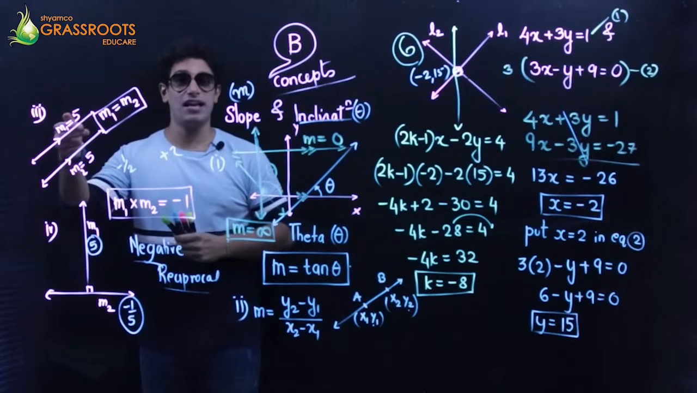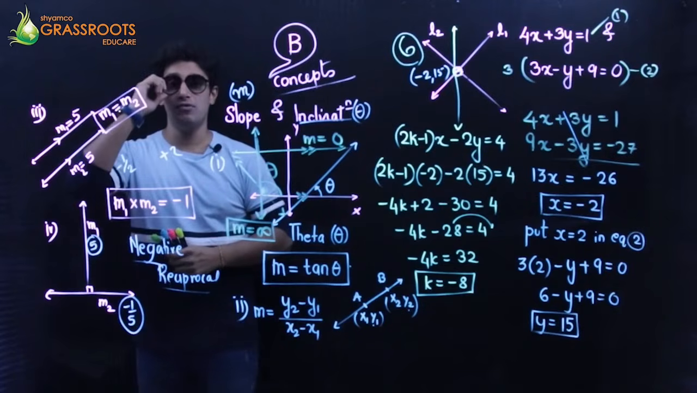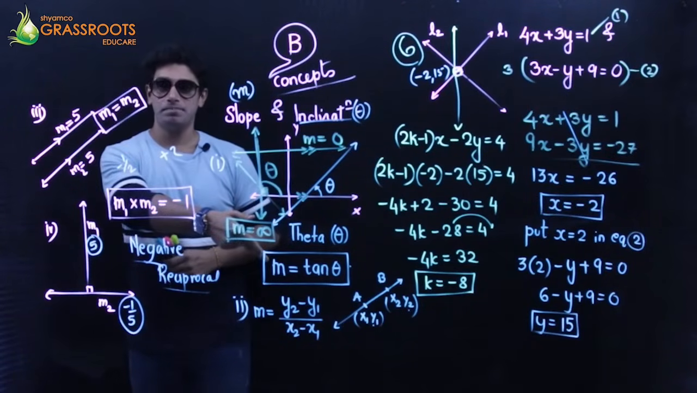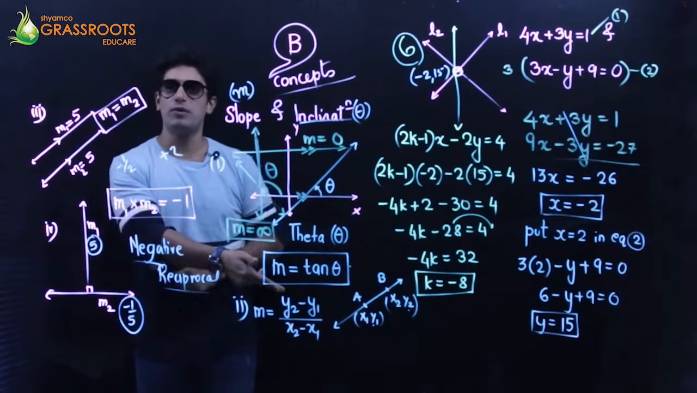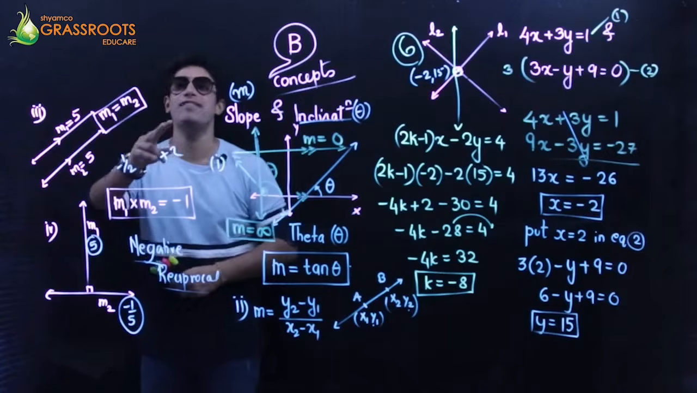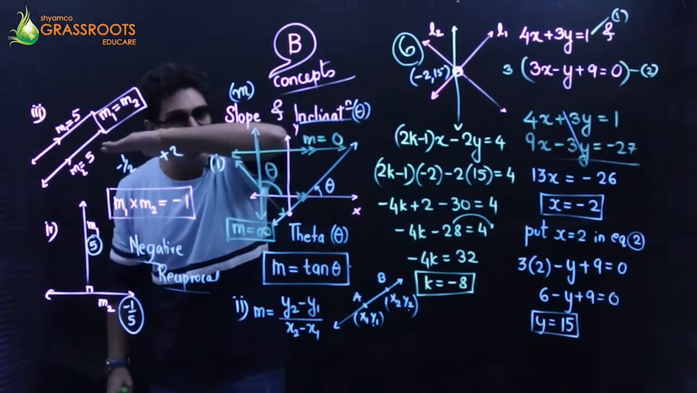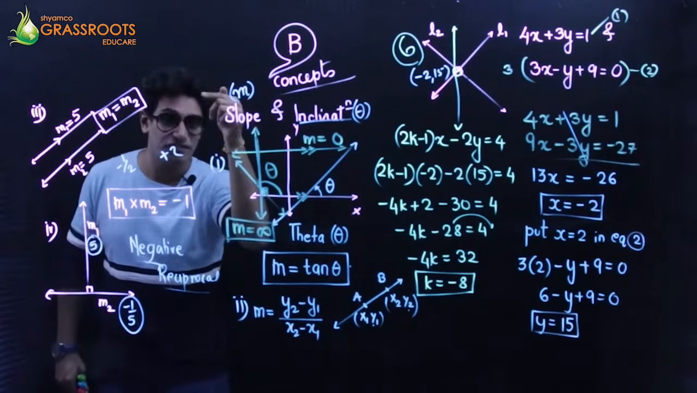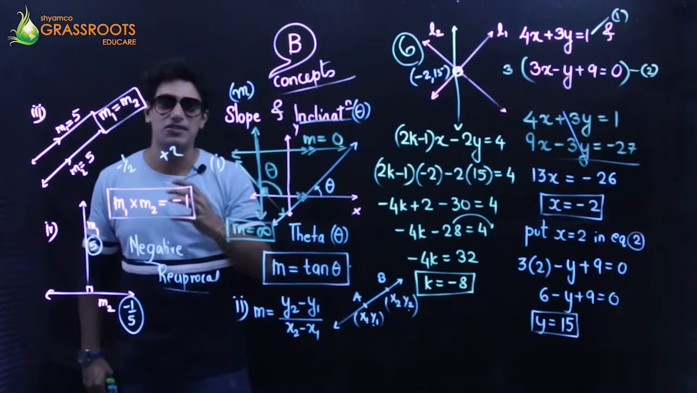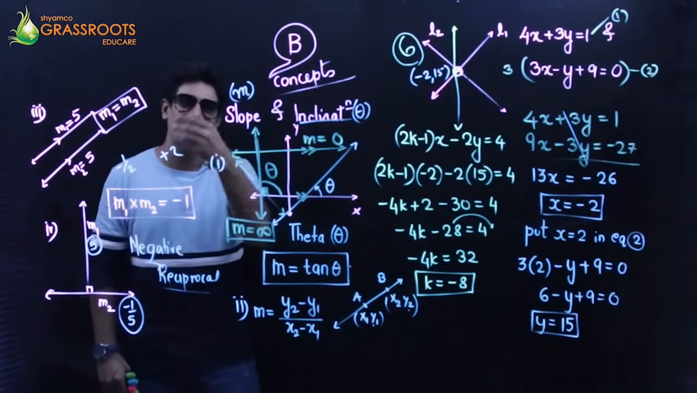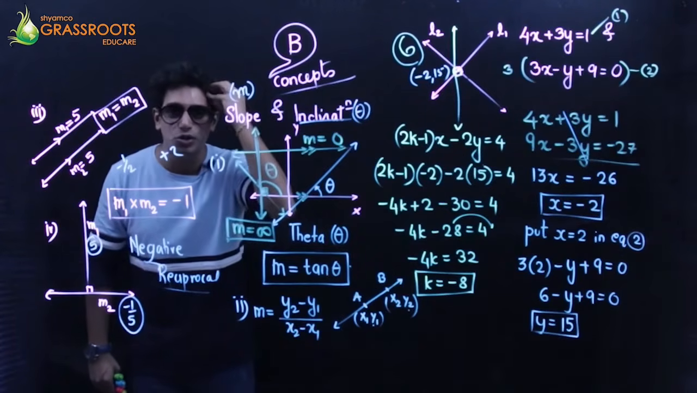First, parallel lines, slopes are the same. Perpendicular lines, negative reciprocal, right? Tan theta is the formula of m when angle is given. y2 minus y1 upon x2 minus x1 is to be used when you have 2 points and you need to find the slope. When the line is parallel to x, slope is 0. Perpendicular to x, slope is infinity. Memorize it by heart like a parrot. These 6 concepts. Sums are nothing. Just memorize these 6 things and drill them into your brains.